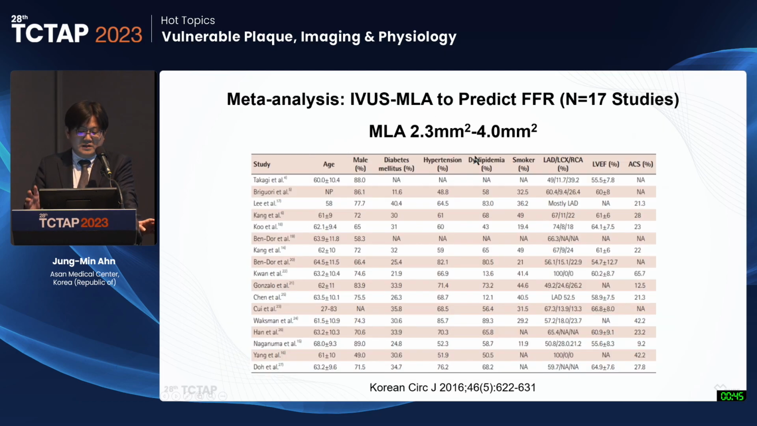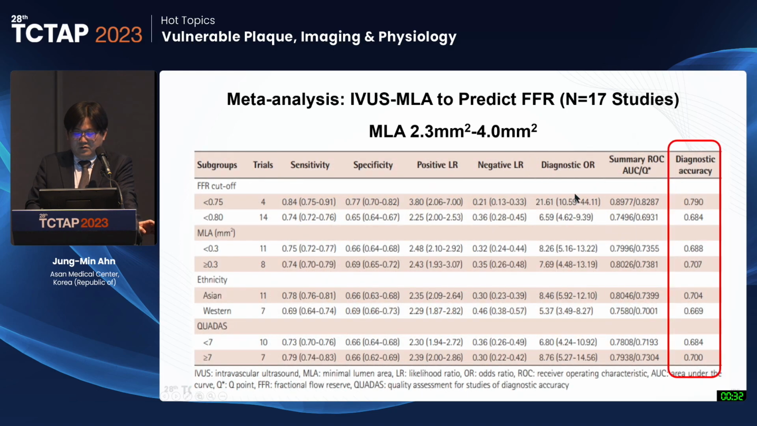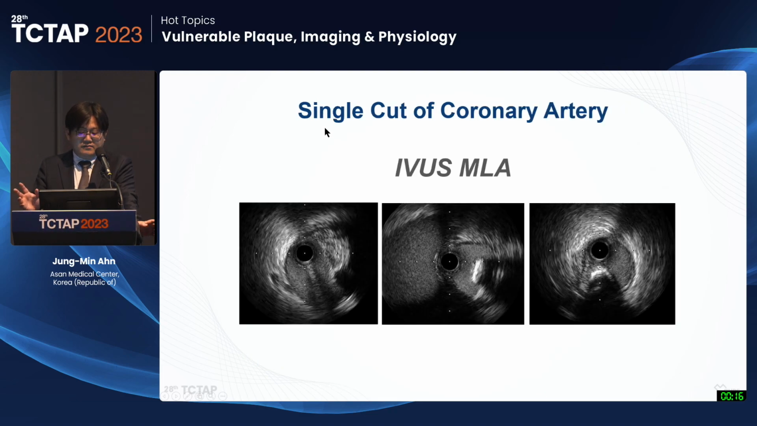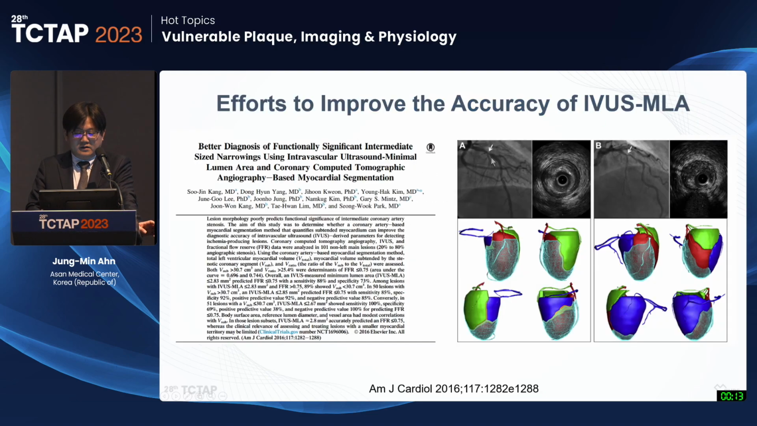So another mismatch is the IVUS and FFR. Meta-analysis show that the best minimal lumen area to predict the FFR less than 0.80 was between 2.3 and 4.0, even though the diagnostic accuracy is very limited. So we previously published that even though the IVUS minimal lumen area is very small, in 30% of lesions, FFR is above 0.80, because the IVUS is just a single cut of coronary artery.